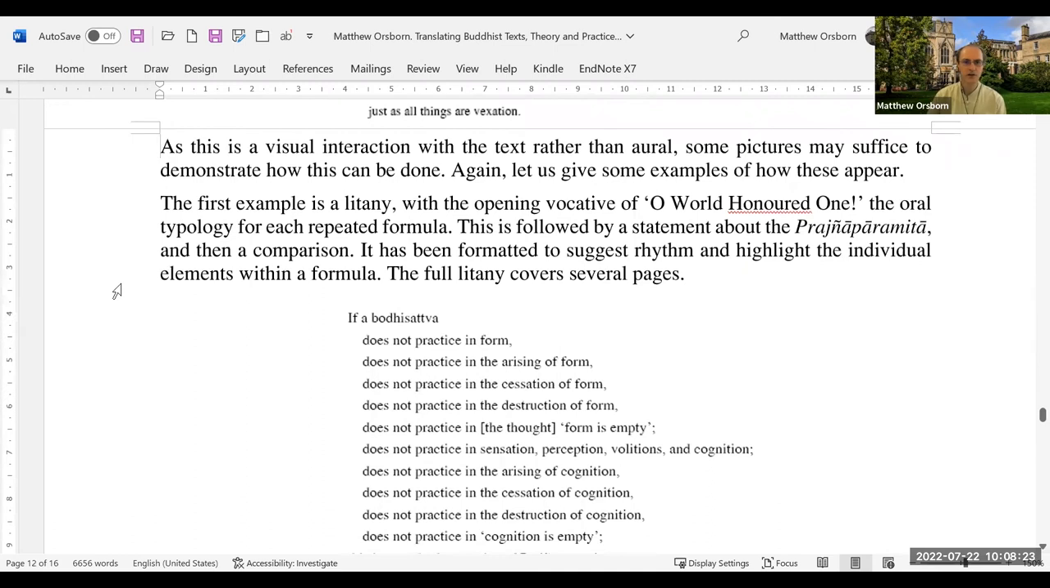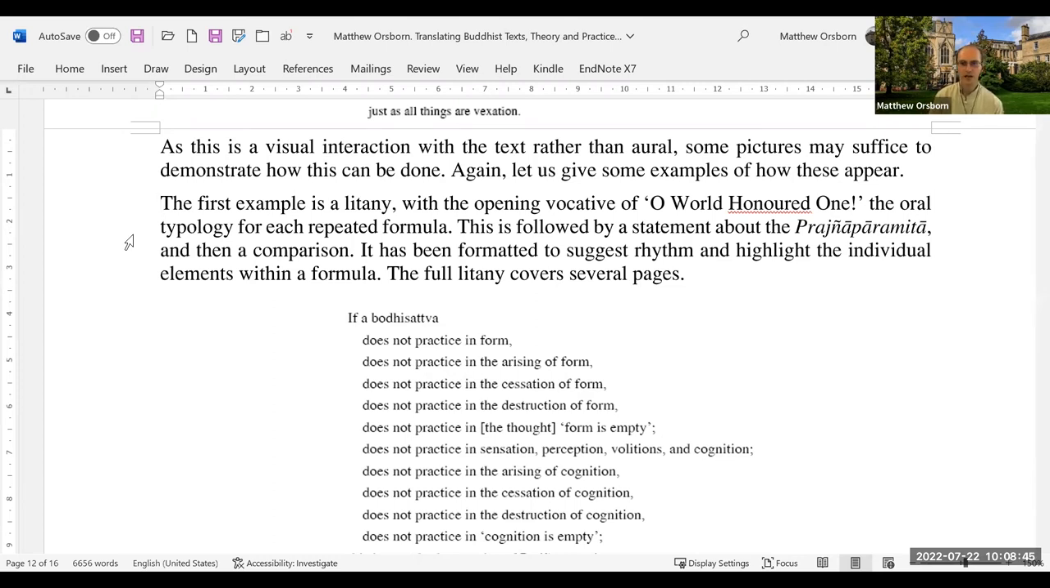As this is a visual interaction with the text rather than oral, some pictures may suffice to demonstrate how it can be done. Now, some more examples. The first example is a litany with the opening vocative of "O world honored one," the oral typology of each repeated formula. So it uses a vocative to make a point, boom, boom. Each one has this vocative.